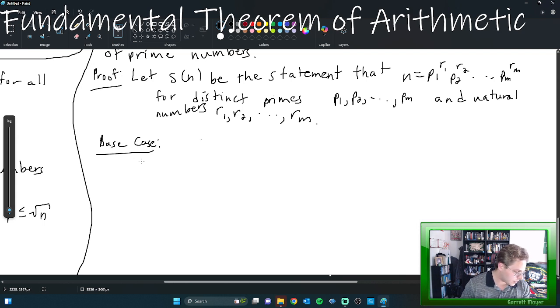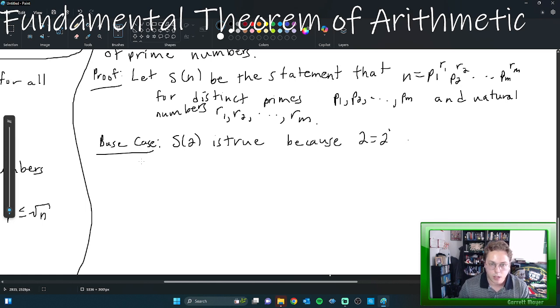So S of 2 is true because 2 equals 2 to the power of 1, and 2 is prime. Simple. So for 2, we just have the simple prime factorization that 2 is 2 to the power of 1. So for prime numbers, this is very simple, writing out their prime factorization. It's already in the form of a prime factorization.